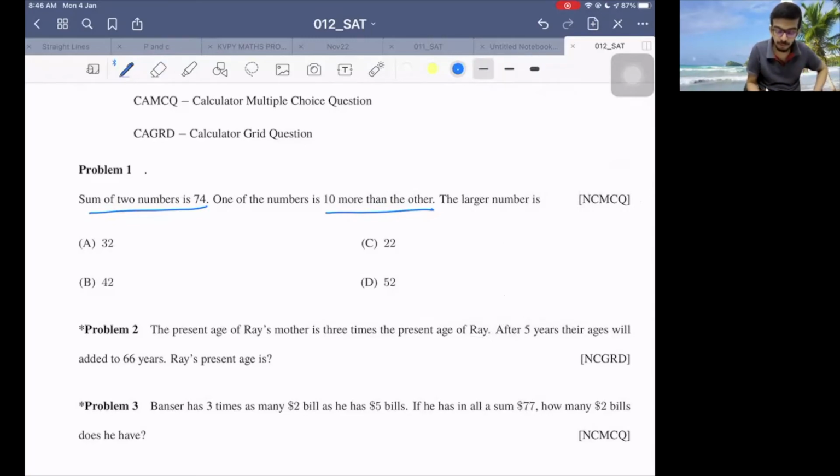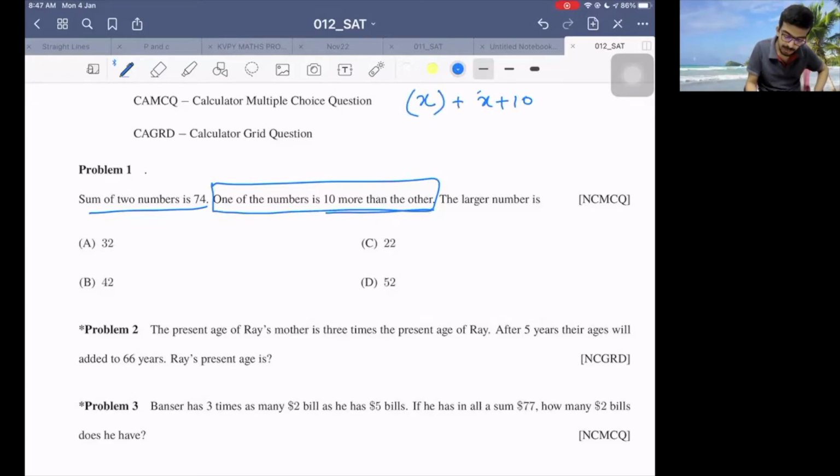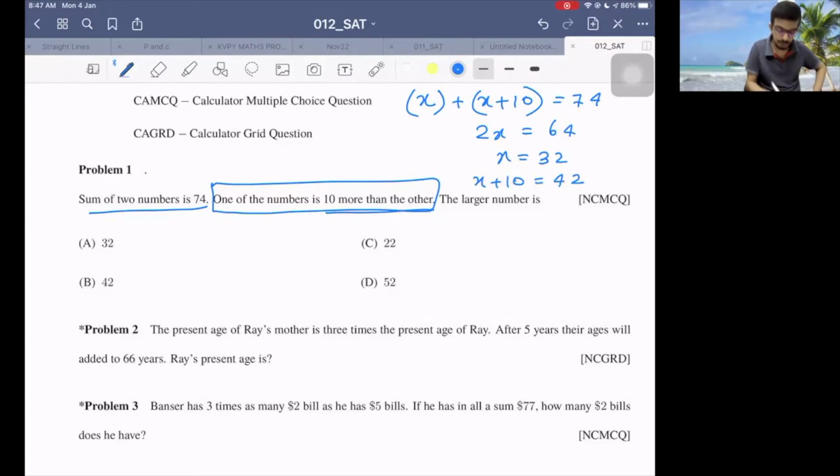The sum of two numbers is 74. And after that, read the next statement: one of the numbers is 10 more than the other. So one number, let's choose it as x. The other number can be chosen as x plus 10. If one number is x, the other number is x plus 10. Now the sum of these numbers is 74. So you have 2x plus 10 equal to 74, so x is equal to 32. And your other number is x plus 10, which is 42. So 42 is the larger number. That is the second way to do it.